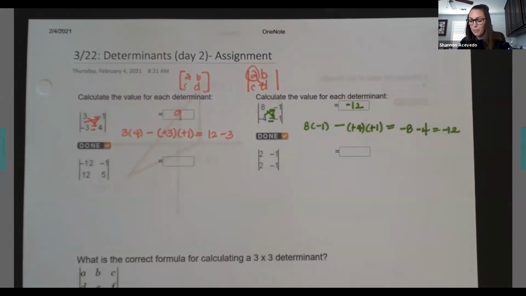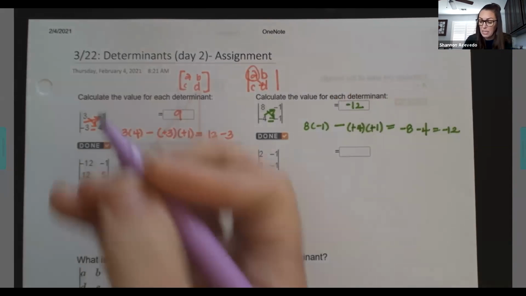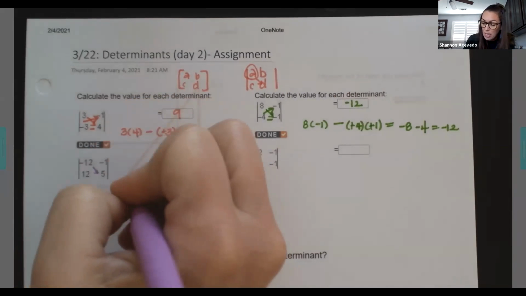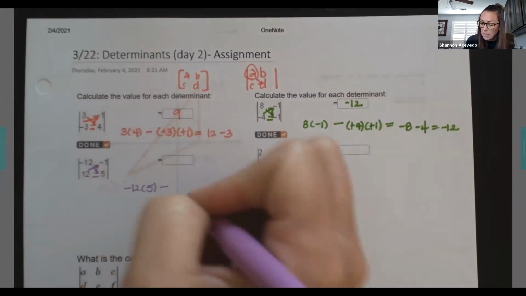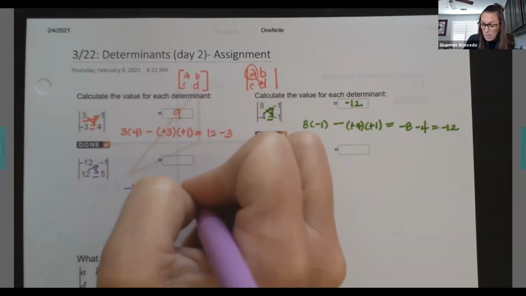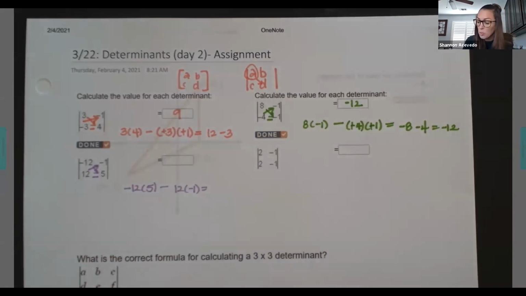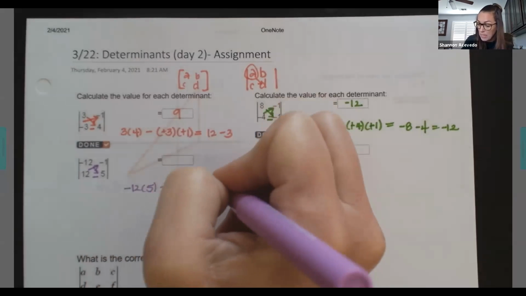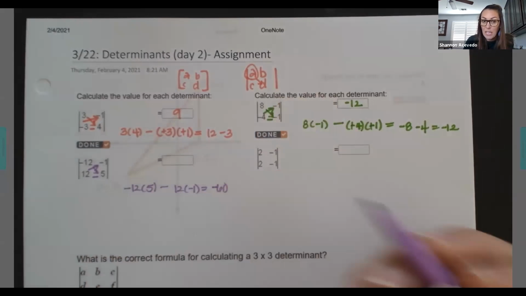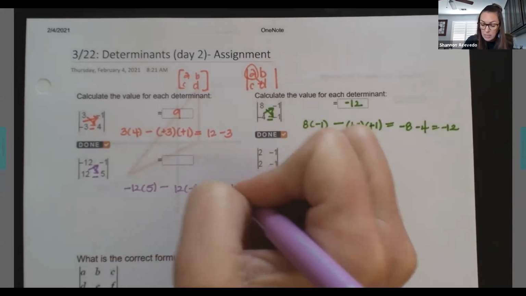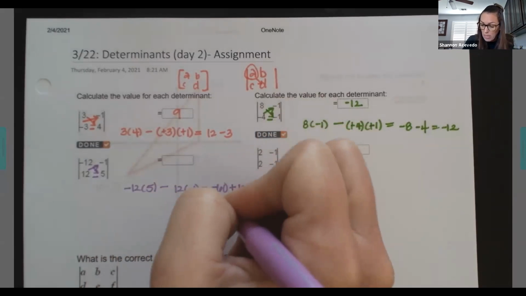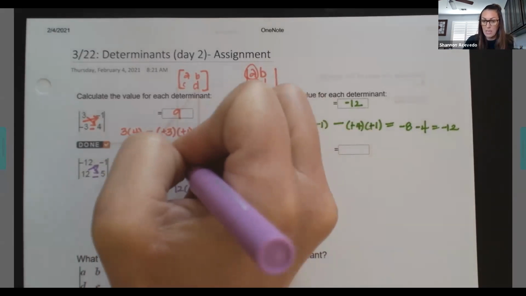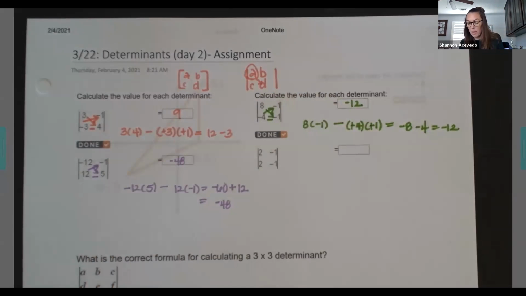Couple more to do. Again, this is just some practice here. So it's going to be -12 times my 5 minus, and I do 12 times my -1. So this is going to give me -12 times 5 is a -60. A negative and a negative here is going to give me plus the value of 12. So I'm going to end up here with a -48. Next one, my last one of these.